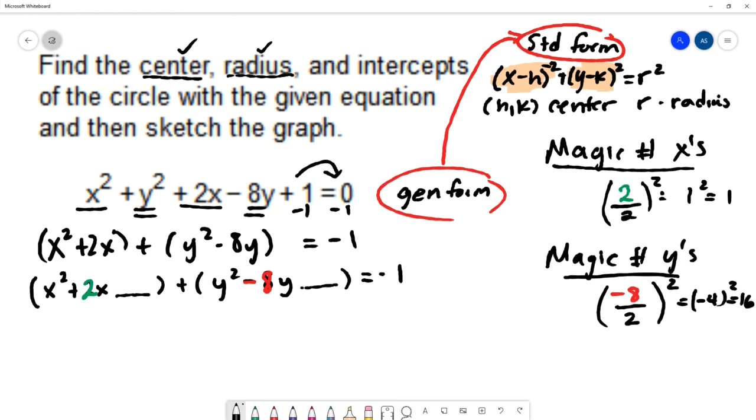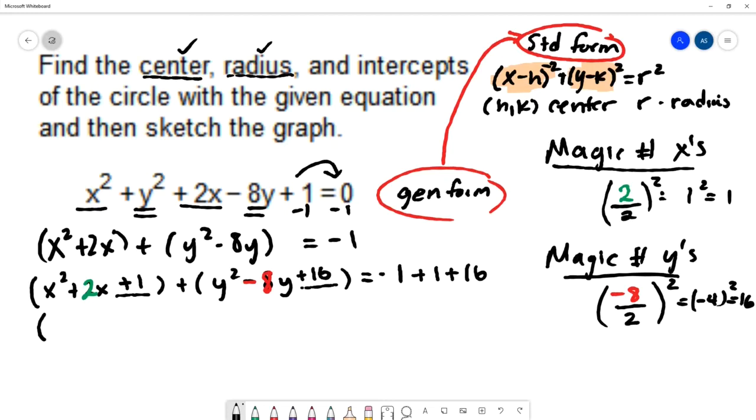Now we want to add those numbers to the group. But with equations, you can't just add whatever you want. You have to balance the equation. So whatever we do to one side of the equation, we do the same thing to the other side. So I want to add a 1. That's the magic number for the x group. And I have to do the same thing on the other side of the equation. I want to add a 16 to the y group. To balance, I add a 16 to the other side of the equation. And now each one of those groups is going to factor into a perfect square.